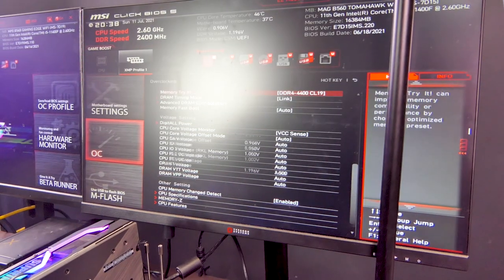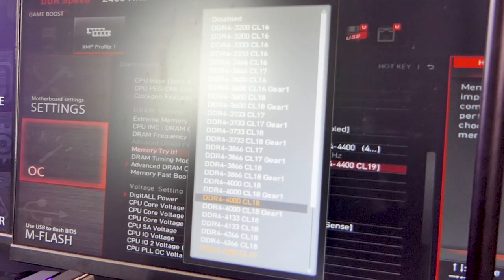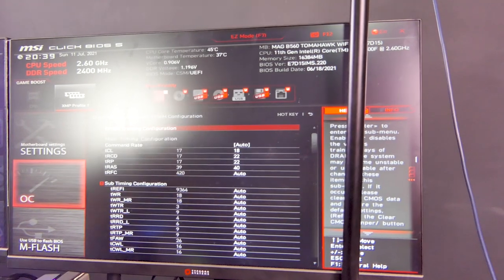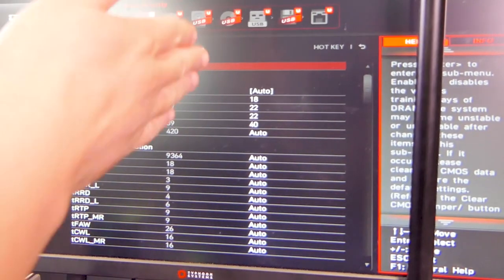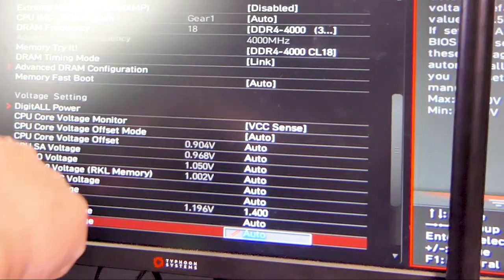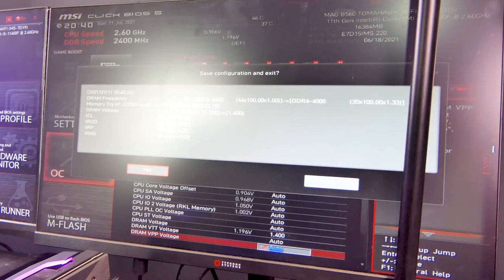Try a little bit more sensible. More conservative. Yeah, conservative being relative. This one CL18, so let's go with this. What you can see here is the command rate is set to auto. CL is set to 18, the other timings are 22, 22, 40, and the rest have been left on auto. DRAM voltage has been set to 1.4. Let's give it a go.